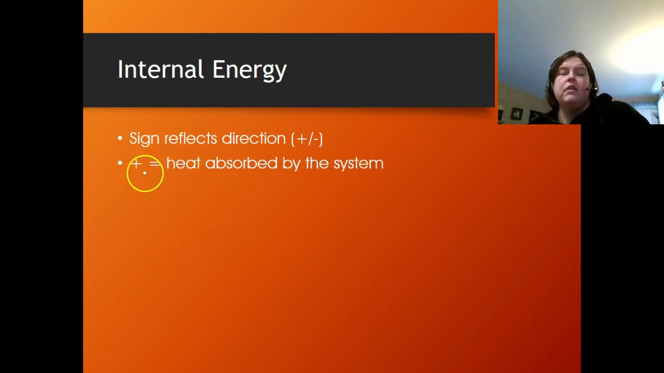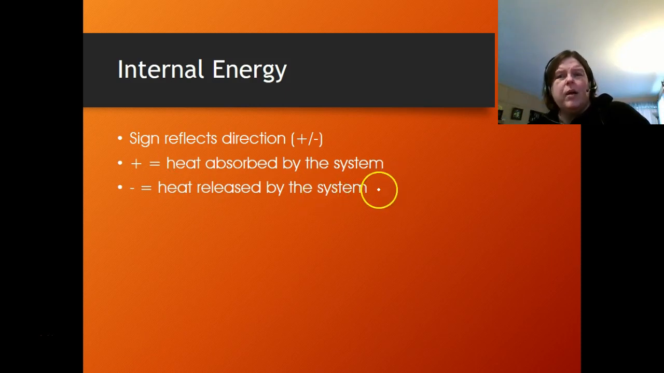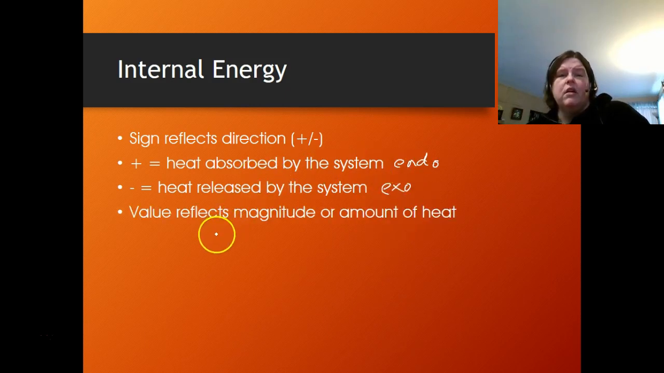So when heat is absorbed by the system, it's positive internal energy. When heat is released by the system, it's negative internal energy. And that kind of goes along with what we're talking about. This would be exo, and this would be endo. Heat being released by the system as it's doing what it's doing, or heat being absorbed by the system. So the value reflects the magnitude or the amount of the heat given off.